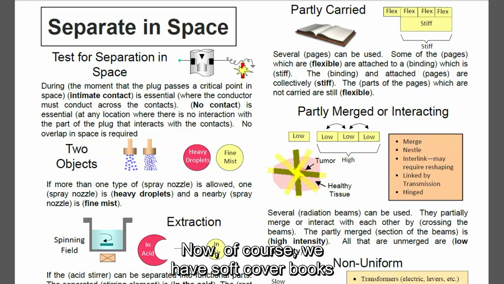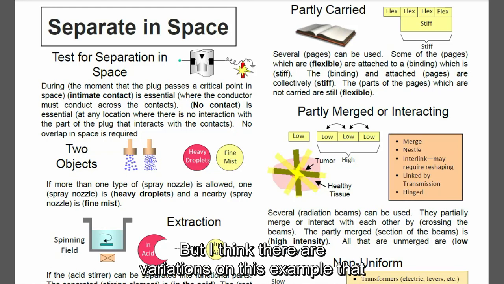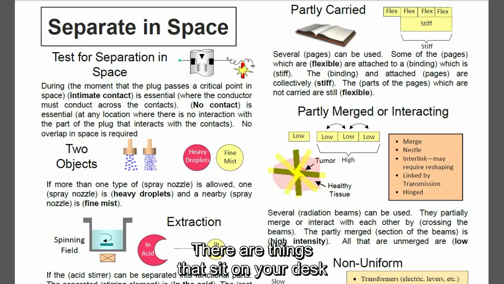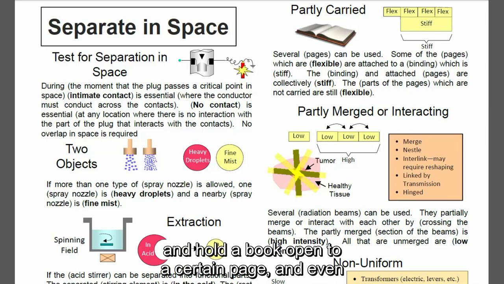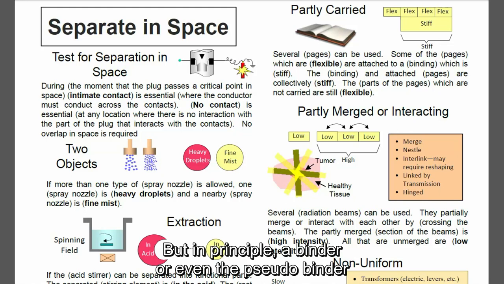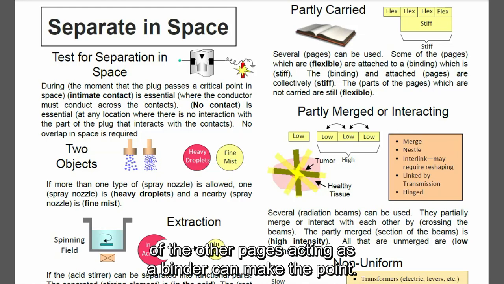Now, of course, we have soft cover books where instead of a binding, we essentially just rely on the pages that are not being read to aggregate to create sort of a binding of sorts. But I think there are variations on this example that would actually make it better, like devices that actually hold or prop a book open. There are things that sit on your desk and hold a book open to a certain page, and even things for treadmills. I think that might crystallize this one a little bit more. But in principle, a binder or even the sort of pseudo binder of having a large paper back book with all of the other pages sort of acting as a binder can sort of make the point.